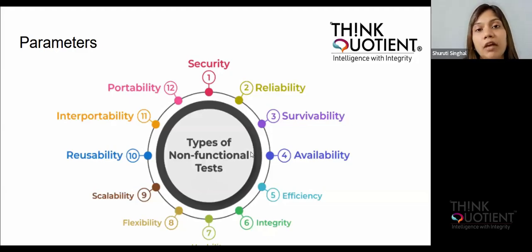The next parameter that we have is scalability. Here we check the degree to which an application can scale up or scale out its processing capacity. If there is an increasing demand on that particular application, how much can it scale? That is called scalability. So these are the parameters for non-functional testing. These are the parameters that we verify whenever we are performing non-functional testing.